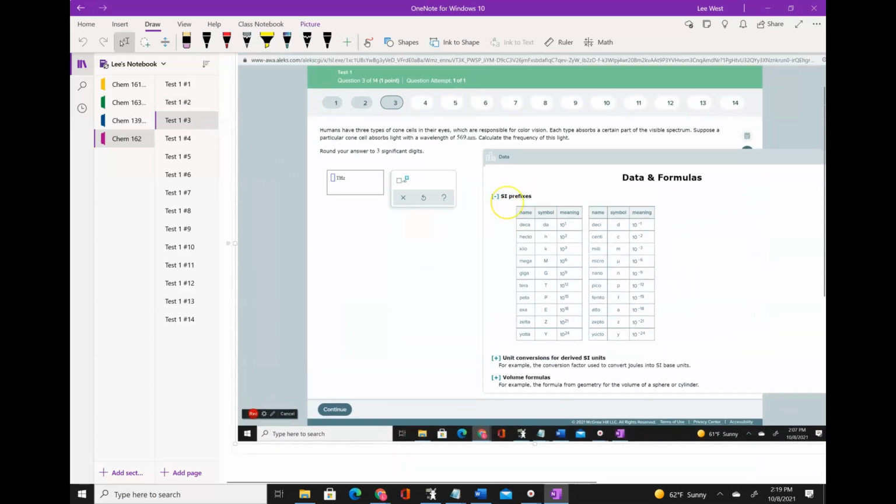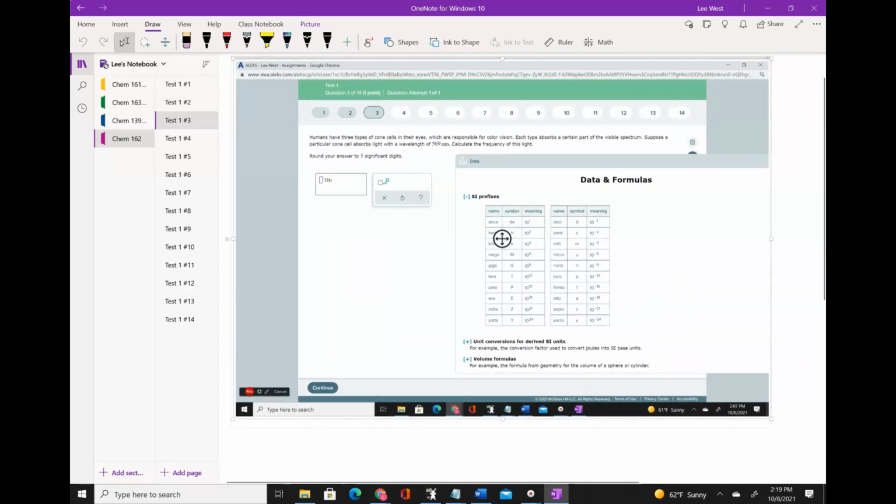Okay, so this question looks like it's going to be a unit conversion problem. It says humans have 3 types of cone cells in their eyes which are responsible for color vision. Each type absorbs a certain part of the visible spectrum. Suppose a particular cone cell absorbs light at a wavelength of 569 nanometers. Calculate the frequency of this light. You're meant to give your answer in terahertz.